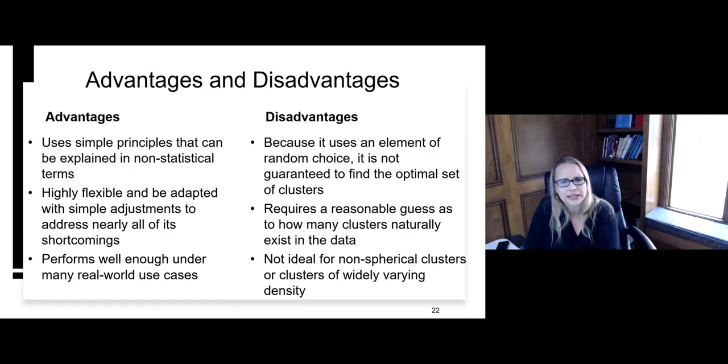The second one is that it requires a reasonable guess as to how many clusters naturally exist in the data. This means that you need to know something about the context of your data. For example, if you're trying to figure out how many customer segments you have, you need to take a guess about how many you think you have. So there is some level of trial and error to see what makes the most sense given the data set that you have. We don't really have an empirical way to determine the optimal K that we need to use.